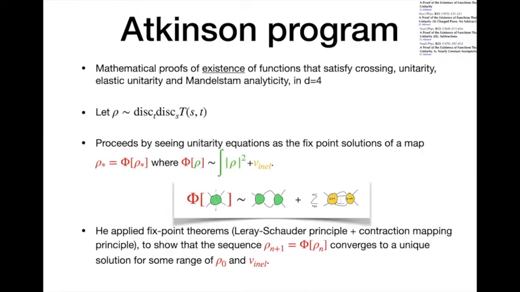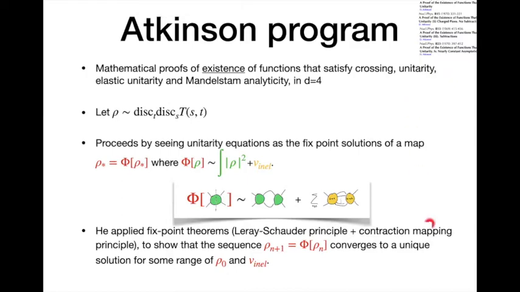So what Atkinson did in this series of papers was to provide some mathematical proofs of existence of functions that satisfy crossing, unitarity, and Mandelstam analyticity in 4 dimensions. That's the sort of precise punchline. So at least you know these functions exist. They didn't even know if QFT worked or not by then, but we know these functions exist.